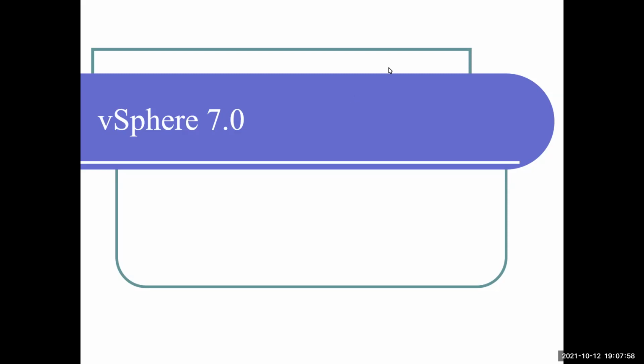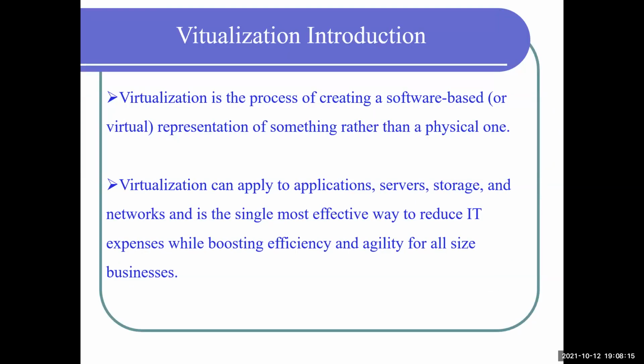Traditionally, we use our on-premises data center, that is, a physical data center, where all our servers are physical servers. But the virtualization technology helps us to create multiple virtual machines on top of a single physical server.